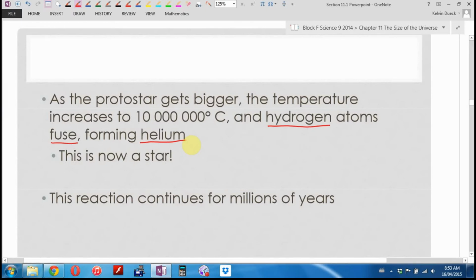By the way, the word helium is from the Greek word helios, which is the Greek word for the sun. The first place that they discovered helium was in the sun. Then they found it in the earth, but back in the, I think it was the 1850s, they found that the sun has this element called helium. This is now a star. Light and heat are being given off. And this reaction continues for millions, even billions of years. A long time.